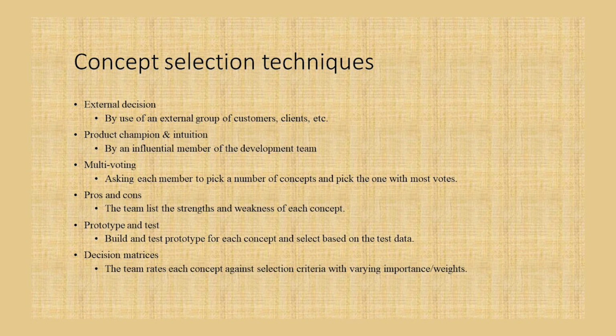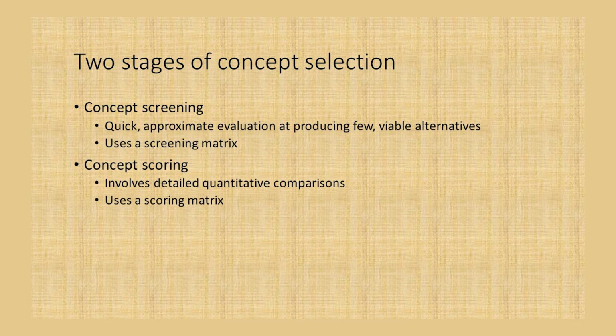You can also use decision matrices. So, the team rates each concept against selection criteria, and this selection criteria will have varying importance or weights. We can actually talk about 2 very specific stages in concept selection. One is known as concept screening and the other is known as concept scoring. So, concept screening is a quick approximate evaluation producing a few viable alternatives, and that uses a screening matrix. And concept scoring involves detailed quantitative comparisons, and uses a scoring matrix.